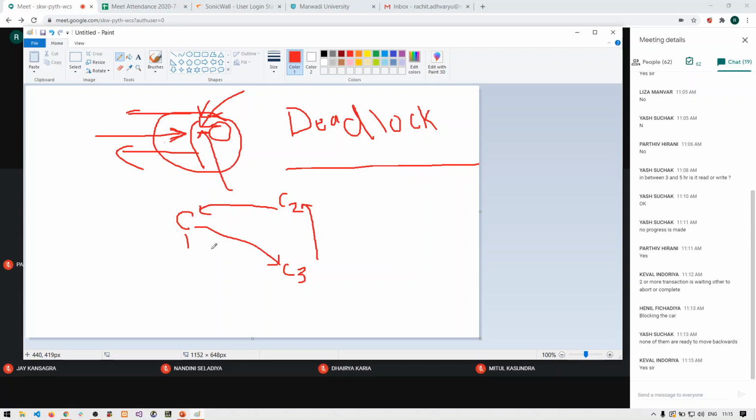But C3 is already stopping C1 from moving ahead, C1 is stopping C2 from moving ahead, and C2 is stopping C3 from moving ahead. So it ultimately means that none of the cars can move in the directions they want to move. And this particular scenario is called deadlock. Clear with this, guys? The deadlock concept.